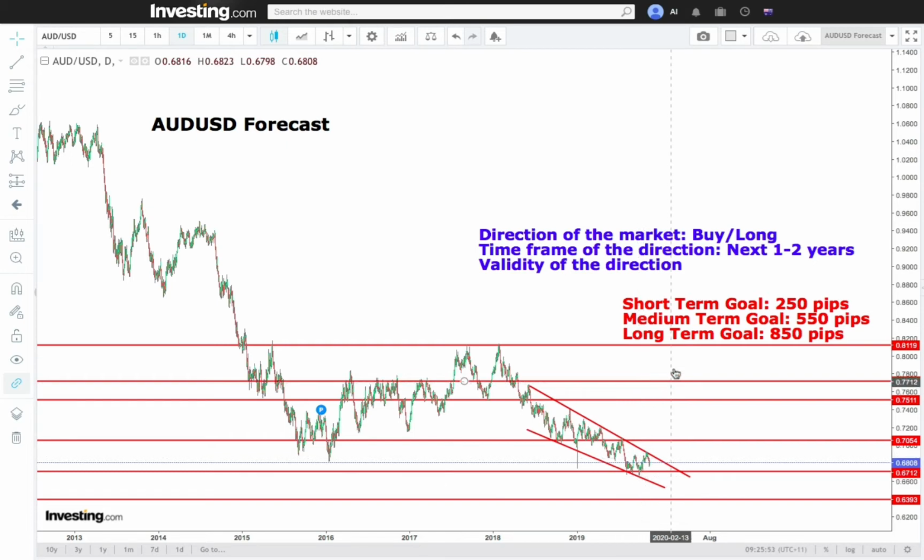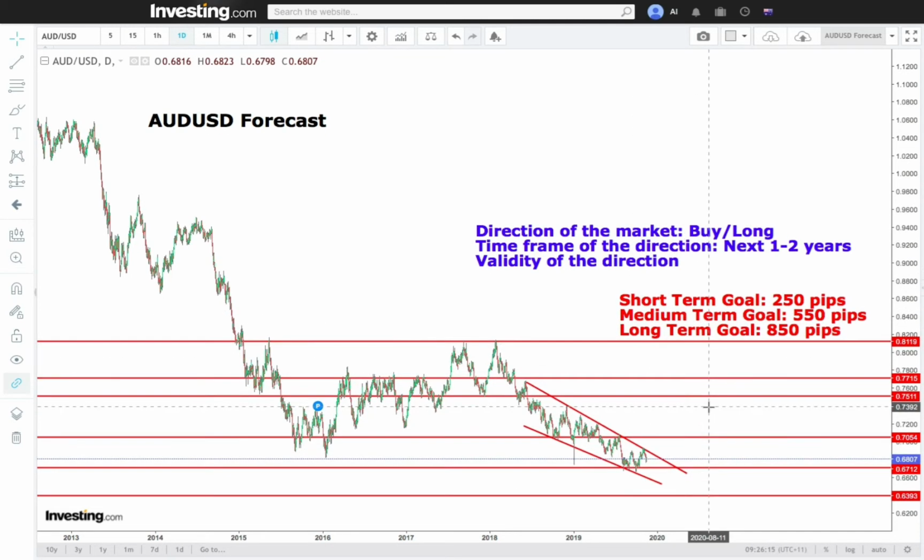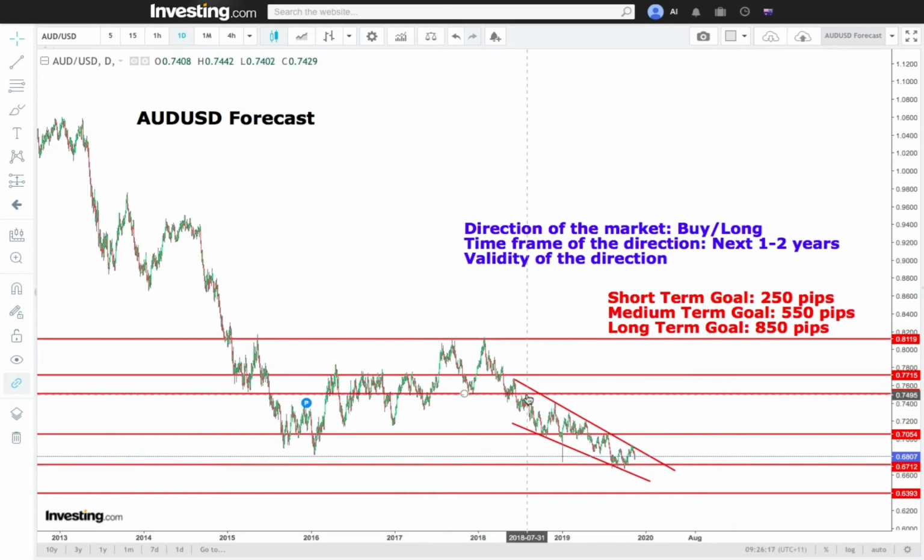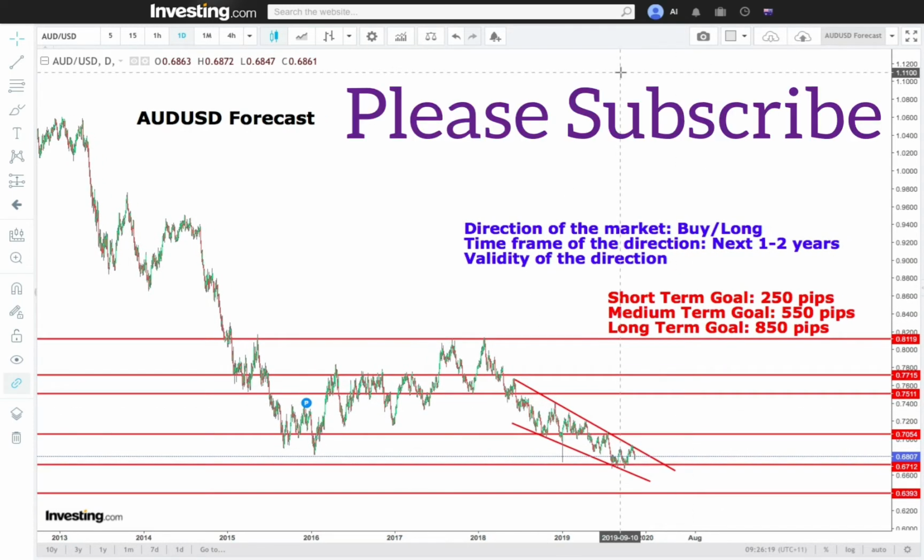And what is the reason for the determination of the direction, and why do I think the direction is valid? And the possible forecast in terms of pip achievement or pip goals: short-term, medium-term, and long-term goals. So let's get right into it without any further ado.